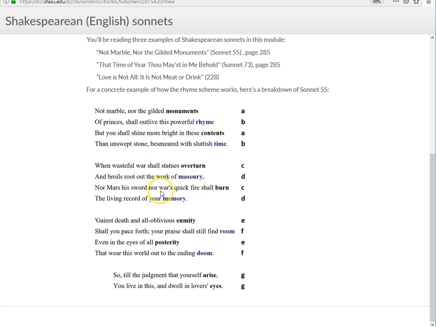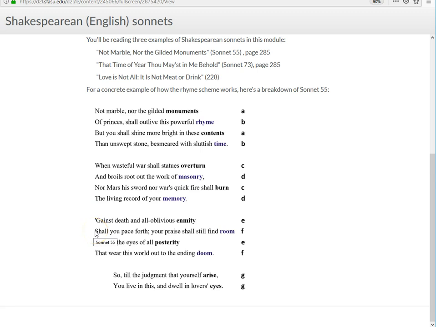Mars is the god of war. Nor war's quick fire. When you have a war, things burn down. But someone who's immortalized in poetry has a living record because people have memorized the poem. So far, so good. Notice, by the way, each quatrain develops a theme from the previous one, and that's nice.